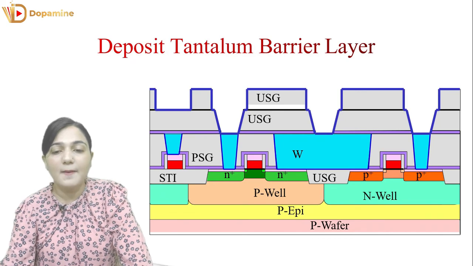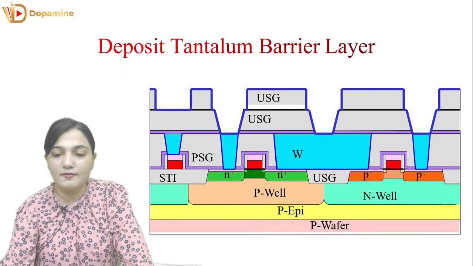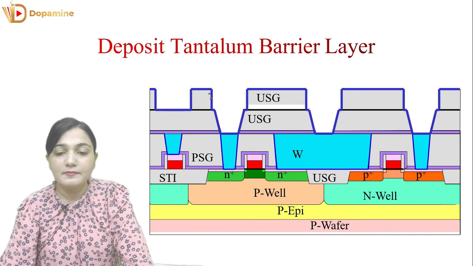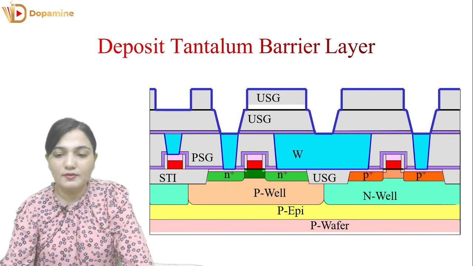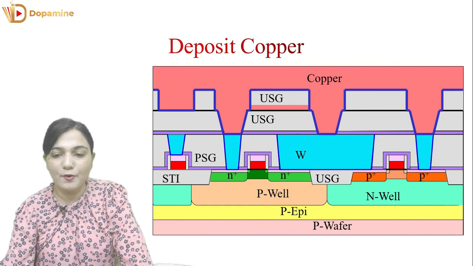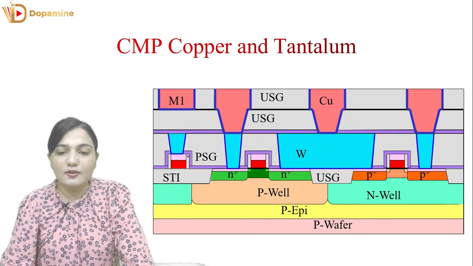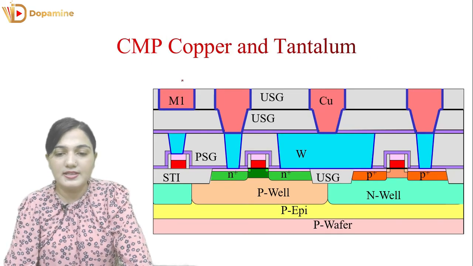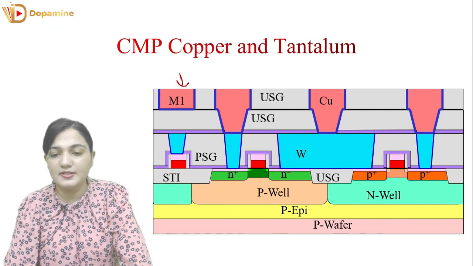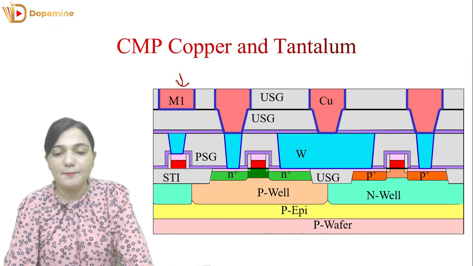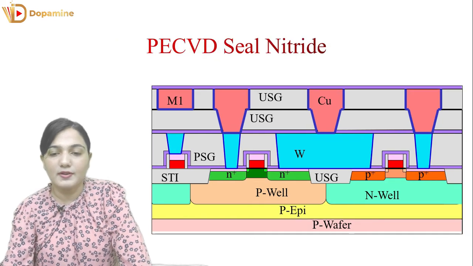Now we'll be depositing the tantalum barrier layer, right? So we will be having the tantalum layer over here. After that we can deposit copper. After the copper, we'll be doing the CMP of the copper as well as tantalum. So here we'll be using the dual Damascene process to do the CMP, right? So to remove the copper, dual Damascene process is used over here, right? So tantalum as well as copper is removed over here, right?